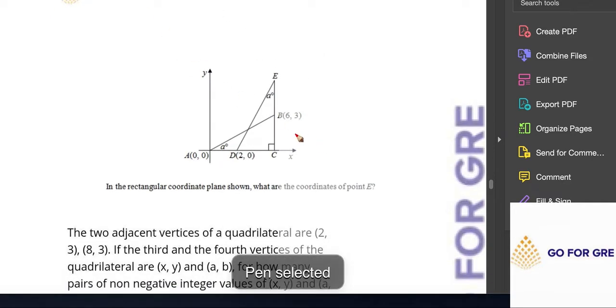Next question, it's easy. It is a similar triangle property. If we apply it, we can easily solve it. So up to this point it is 3.